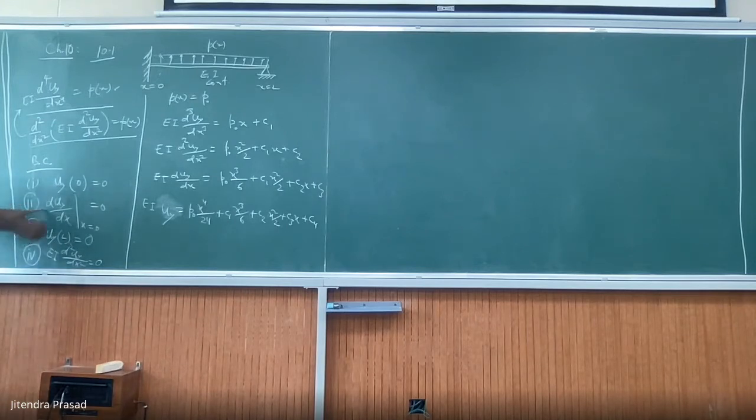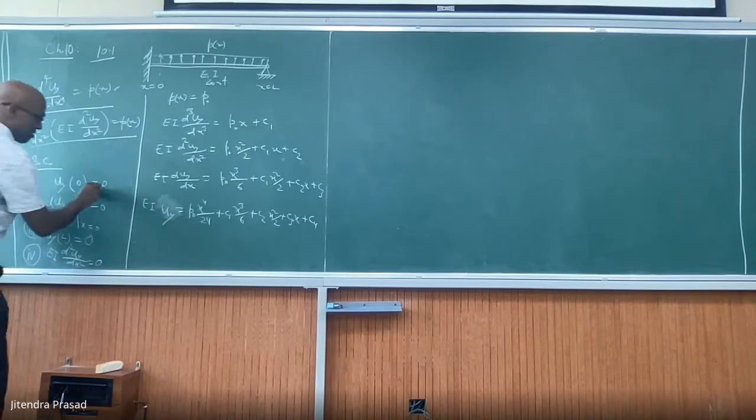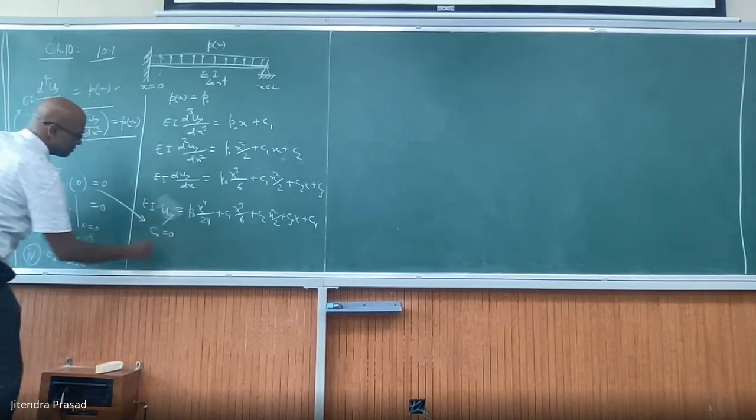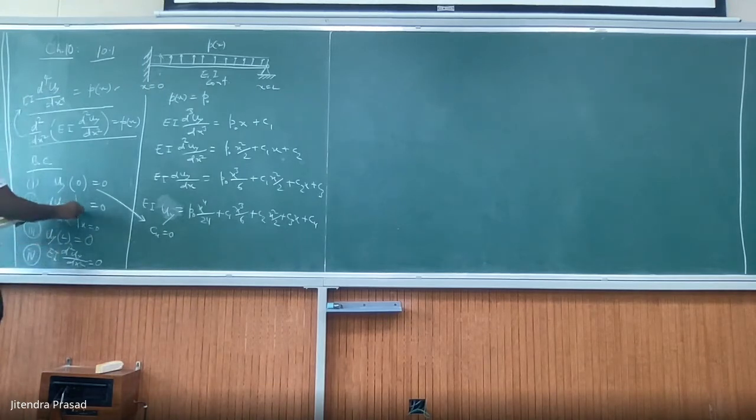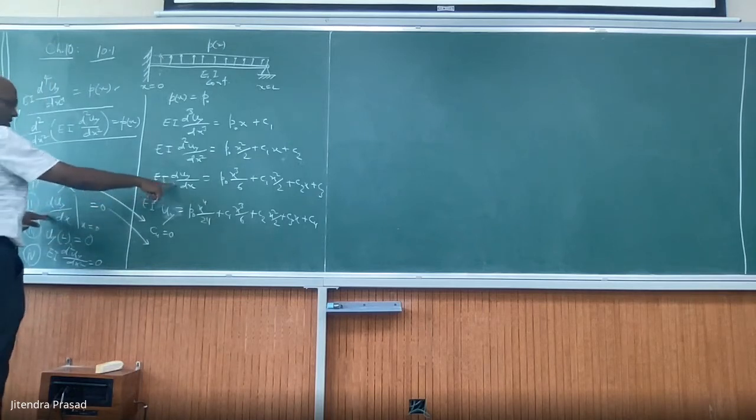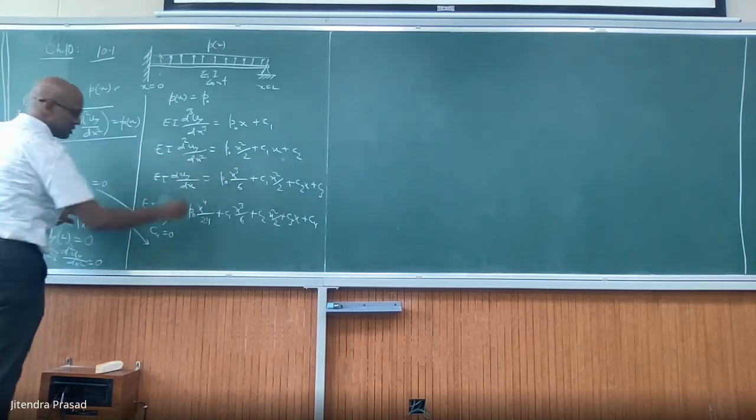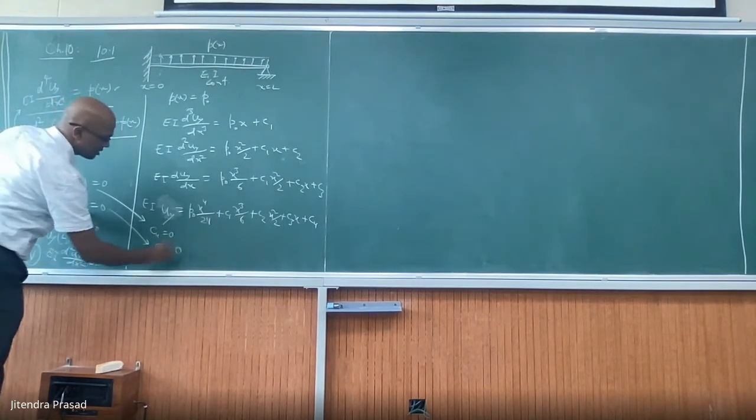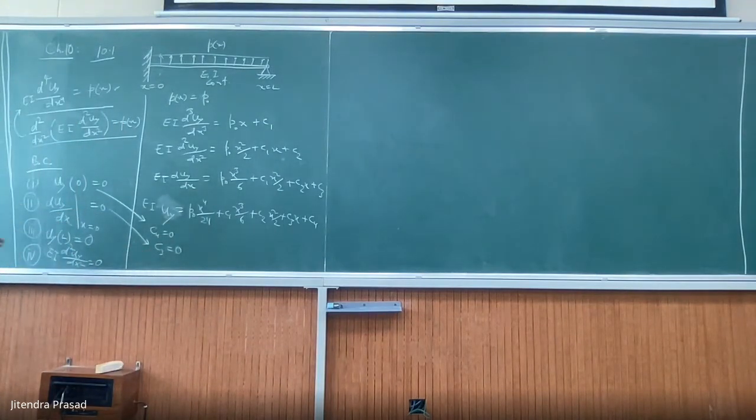So automatically from here, what do you get? C4 is equal to 0. From here, what do you get? So you see here, this whole thing is equal to 0. So C3 is equal to 0. Now you have these two equations.